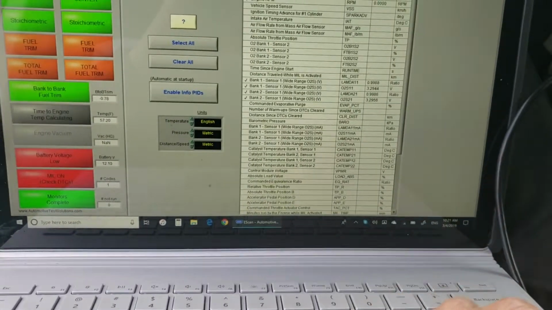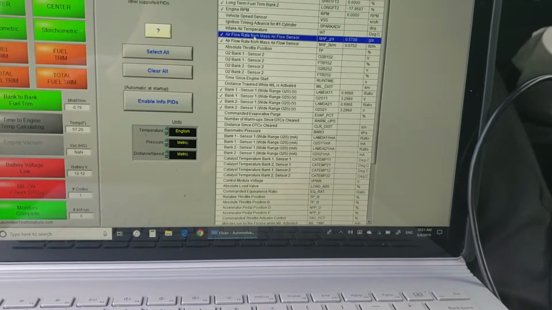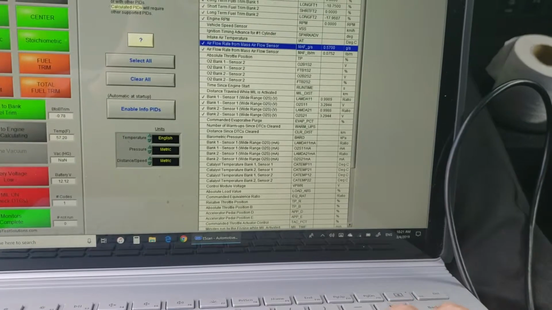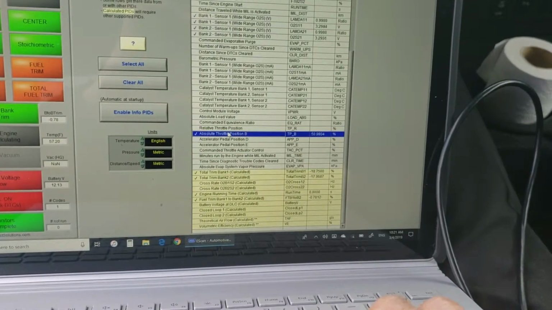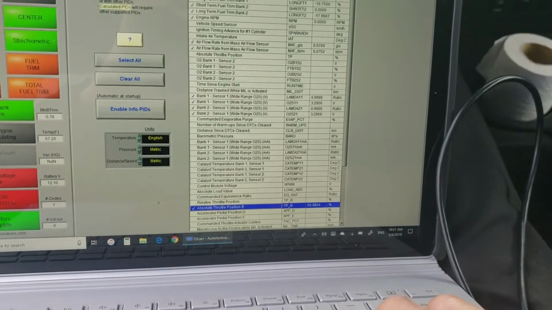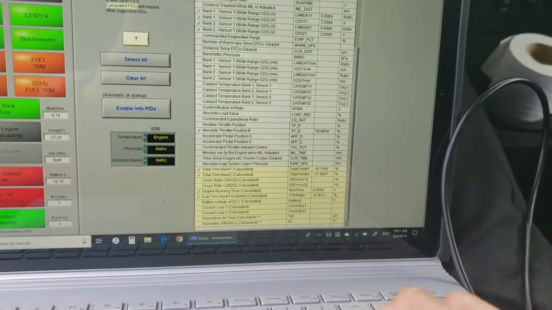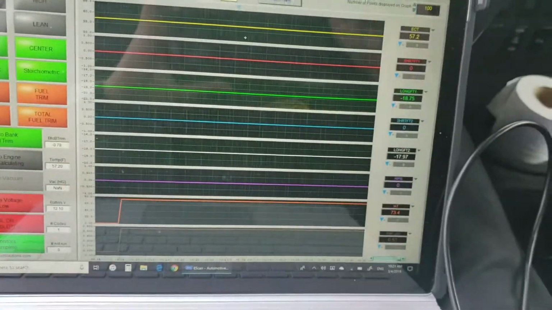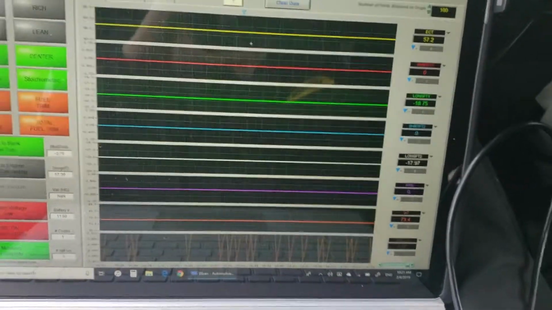Let's select our data PIDs. We do want to look at the airflow sensor value. Maybe throttle body position. That should do it. Maybe temperature. Yeah, maybe air intake temperature. Okay. Fuel control, good. This is my first time using this tool to troubleshoot a problem, so there will be some learning curve.